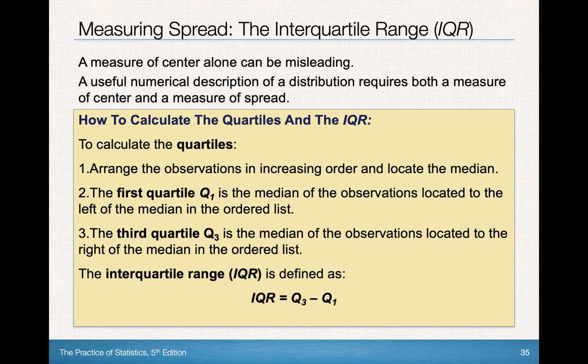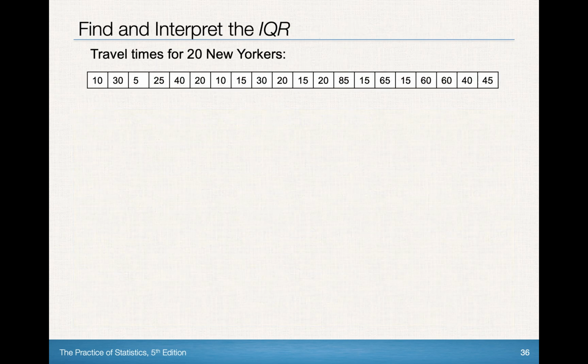The interquartile range is when you take Q3 and subtract Q1. So it is the difference between Q3 and Q1. So here we are with the 20 New Yorkers and their travel time. I want to find the IQR.